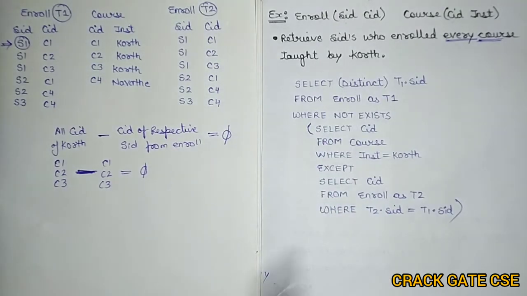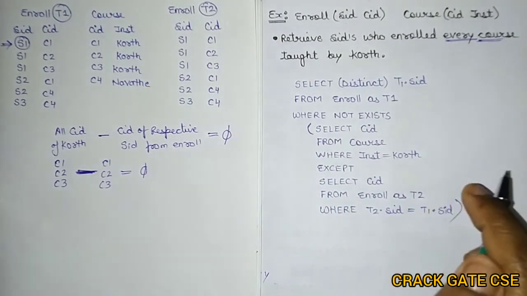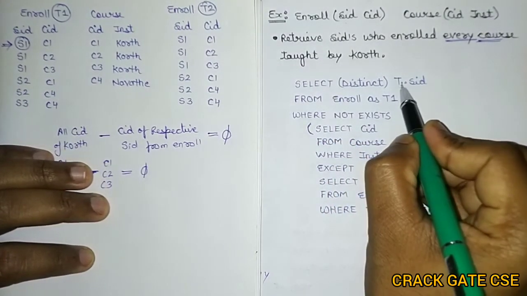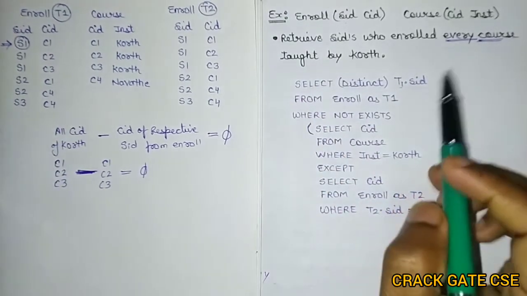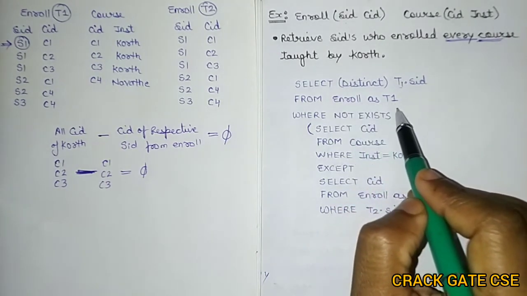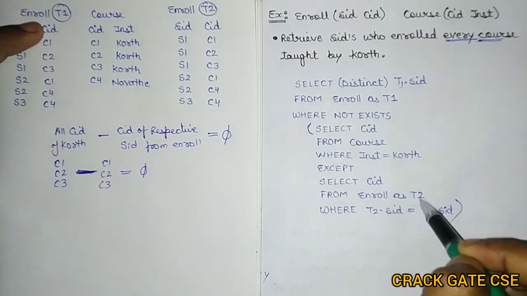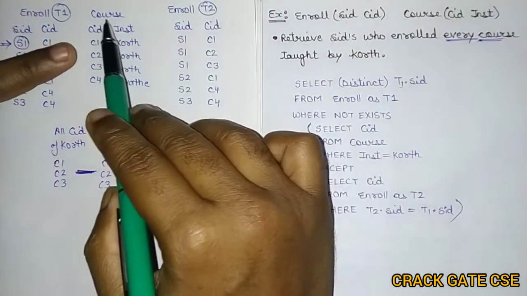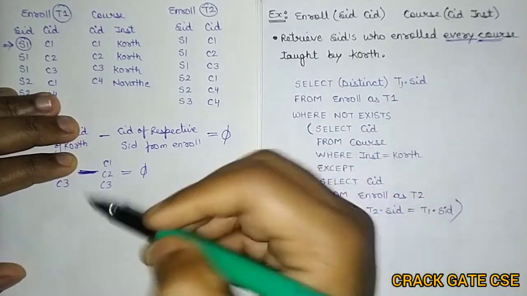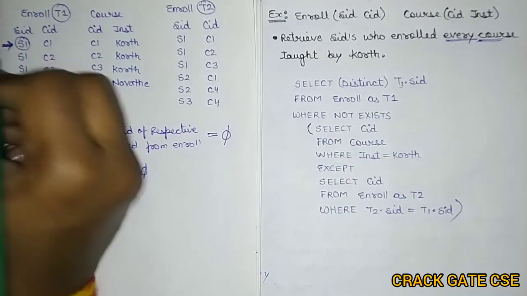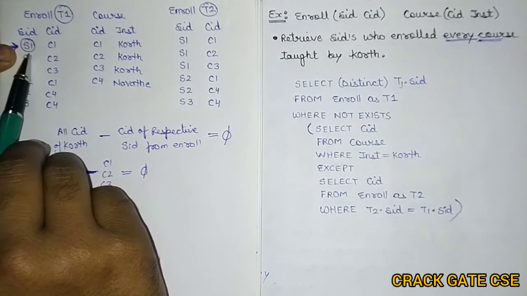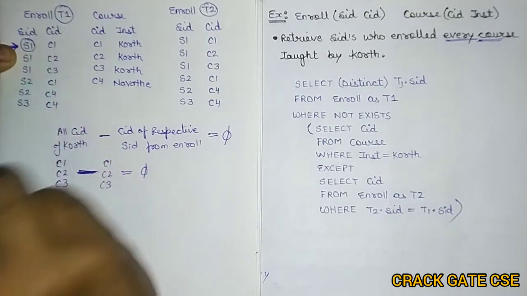So now let's try to understand how it works with this particular query. See, we have to select distinct student ID of T1. So I am taking two instances of the enroll table, one for the inner query and one for the outer query. So enroll as T1 for the outer query, and this enroll as T2 for the inner query, and this is the same course table. So we have to select distinct T1.SID. So I went to the first student ID, that means S1. So I came here from enroll as T1. So I selected one student ID from the enroll T1 table.